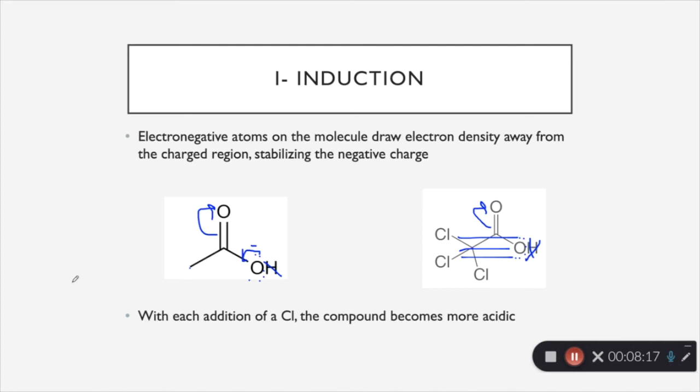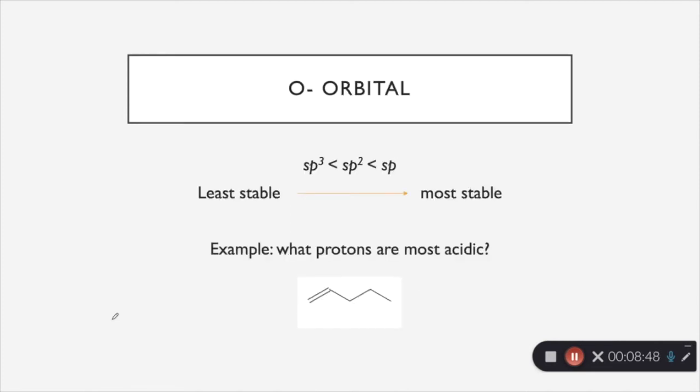And then another thing to note is that, say for some reason you have 2 chlorine atoms on this molecule over here. So everything is the same, they both have induction, but still this molecule right here has 3 chlorine atoms. So the presence of more electron withdrawing groups is going to make it more acidic. So I put down here, with the addition of a chlorine, the compound becomes more acidic.